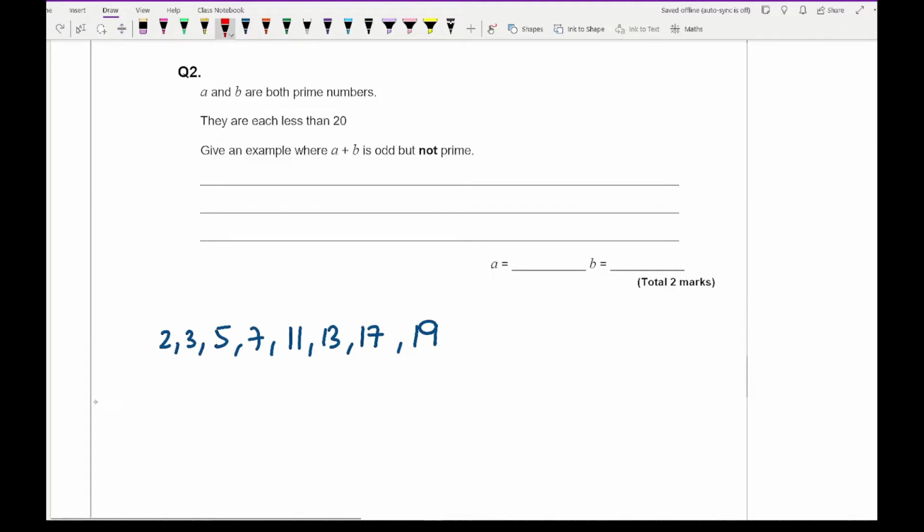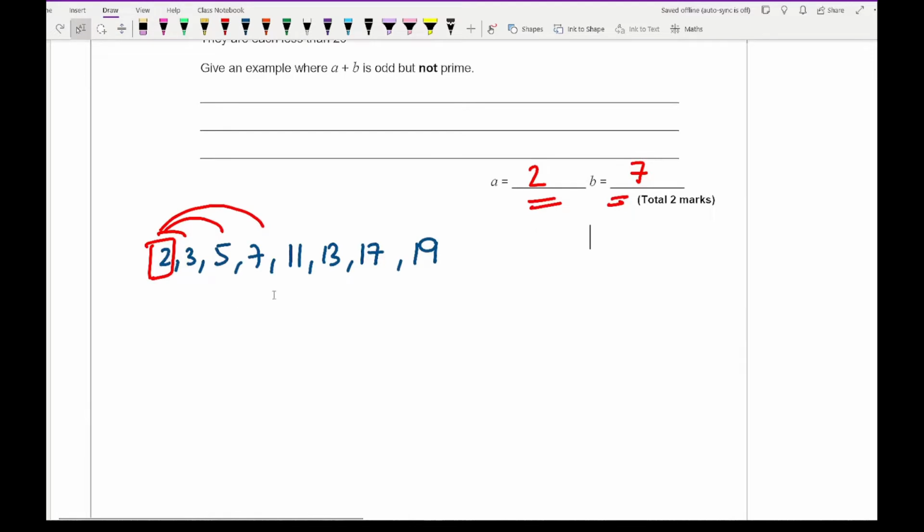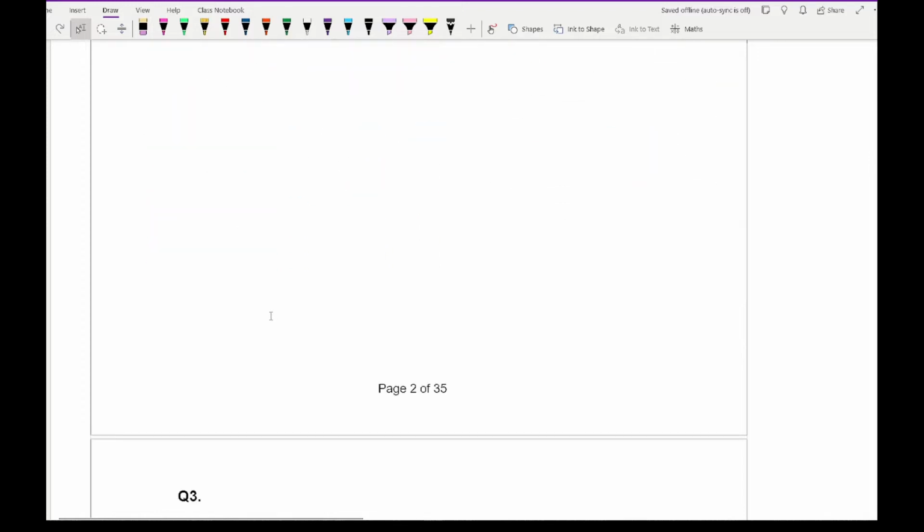So here I'm definitely going to have 2. So 2 plus 3 is 5, so that's prime. 2 plus 5 is 7, which is prime. 2 plus 7 is 9, and that's not prime, so then it's going to be 2 and 7 as one example. I could also have had 2 and 17. I could also have 2 and 11. So again, multiple possible answers I could have. That's going to be correct.